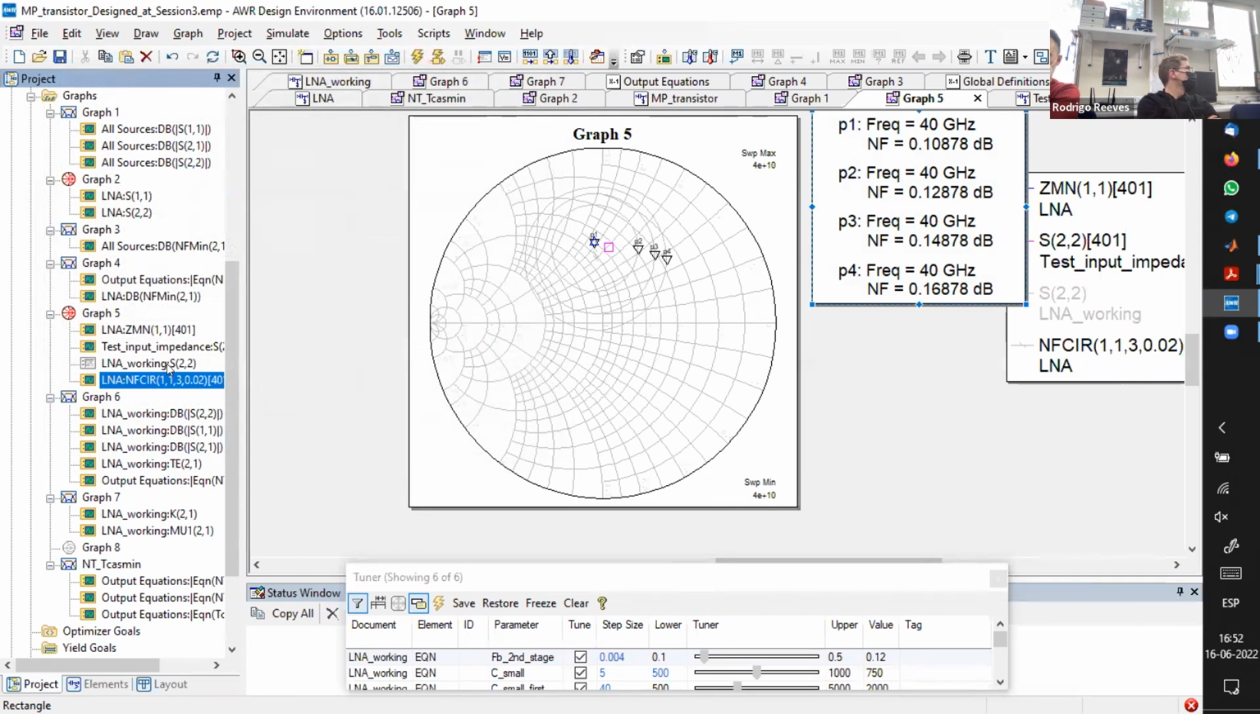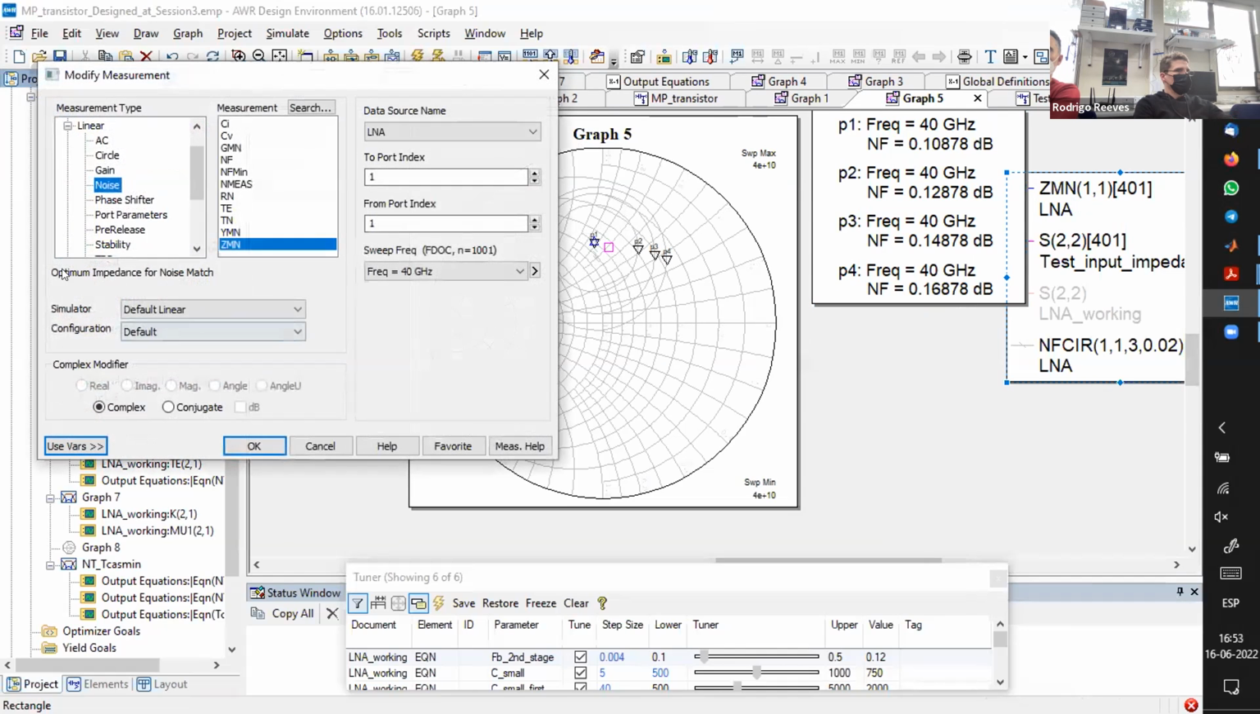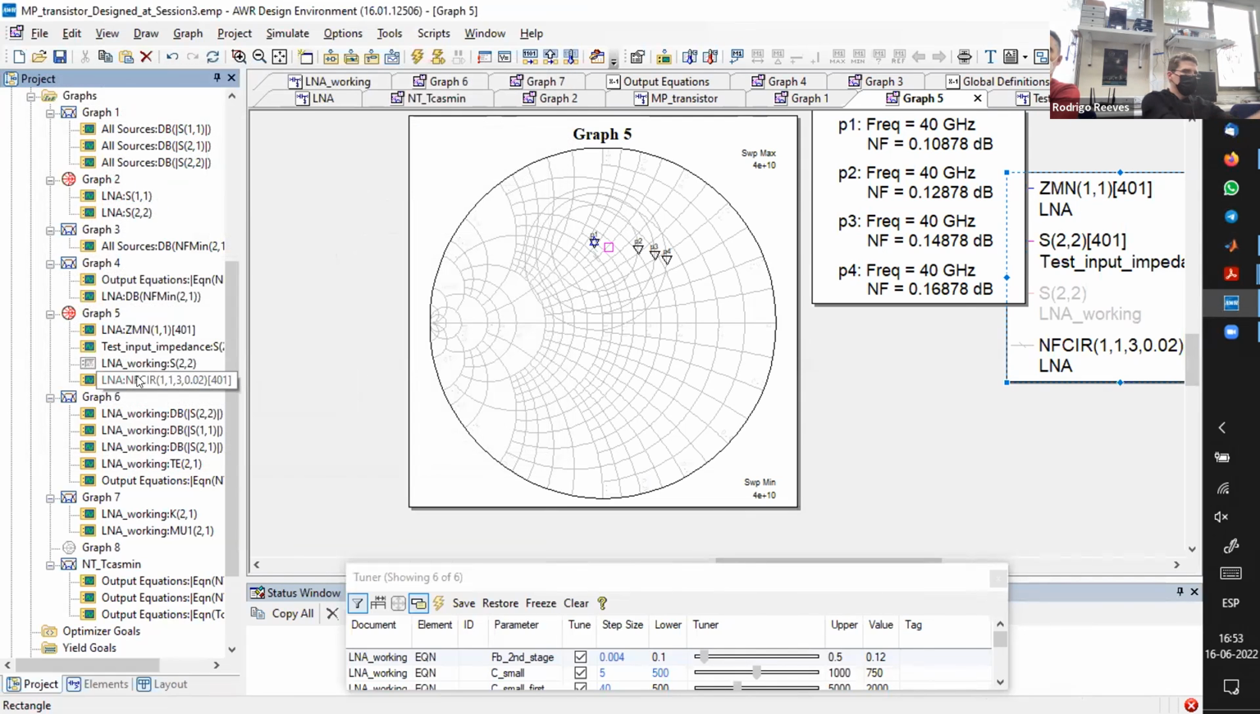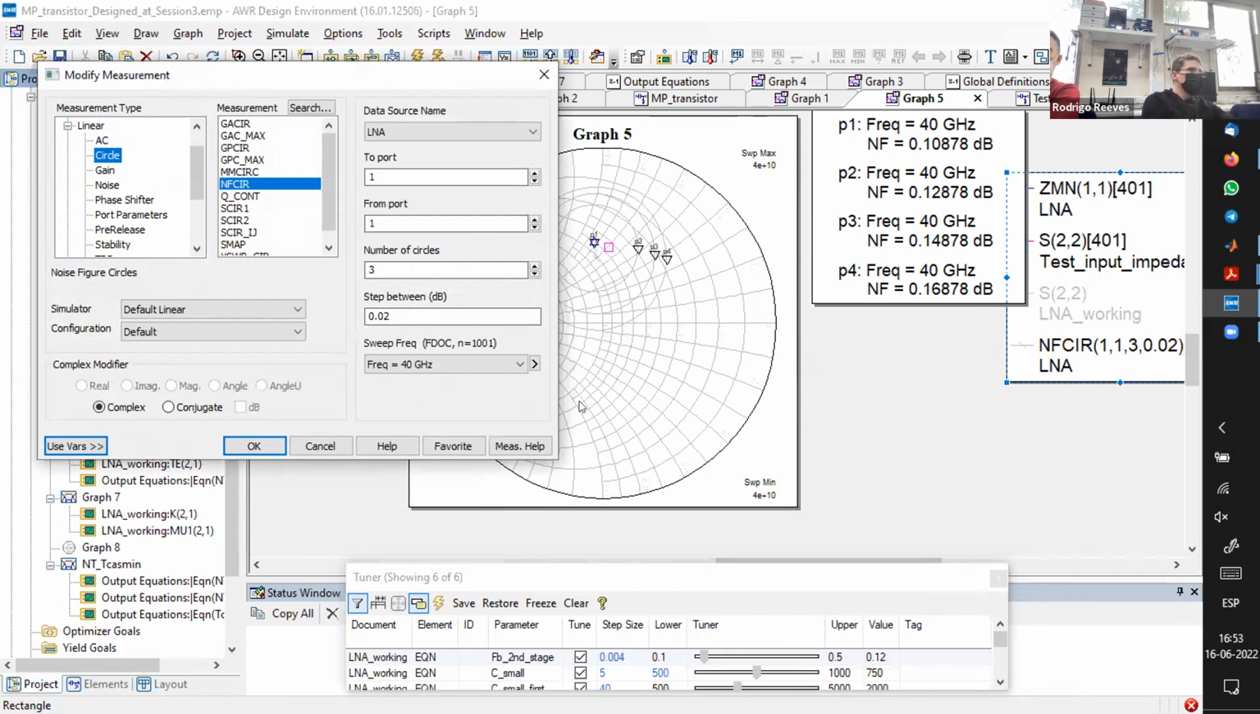Okay. We are back. So we are seeing that circles are surrounding the one that is in fact zeta mn, the optimum impedance for noise match. And that is 0.02 dB. How much is that in kelvins? How do we calculate?